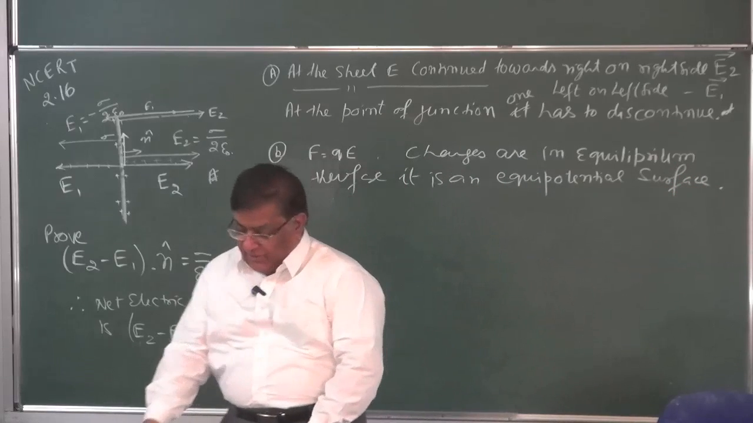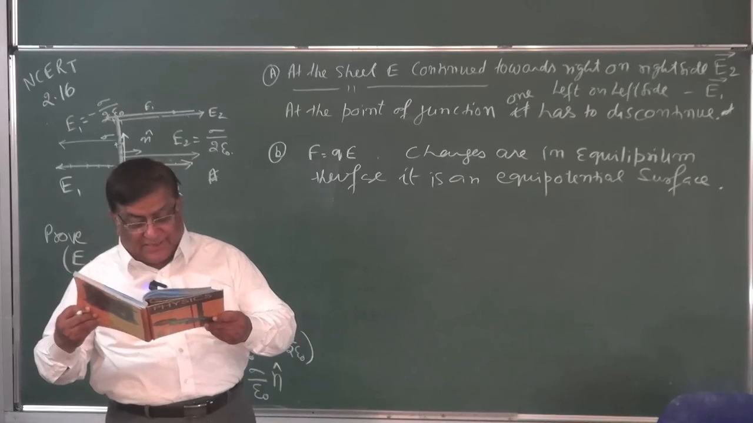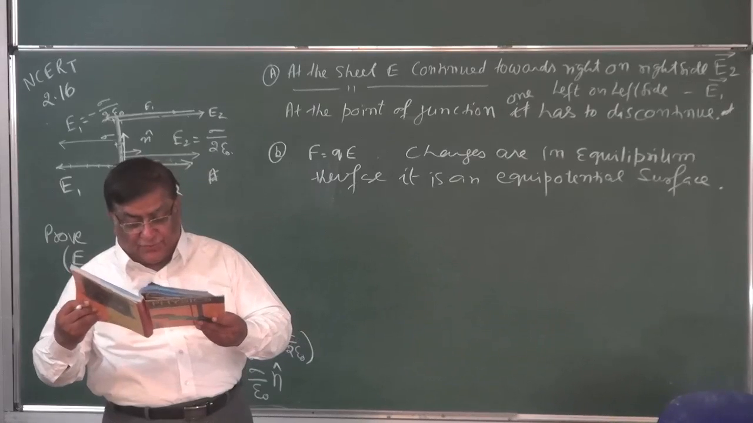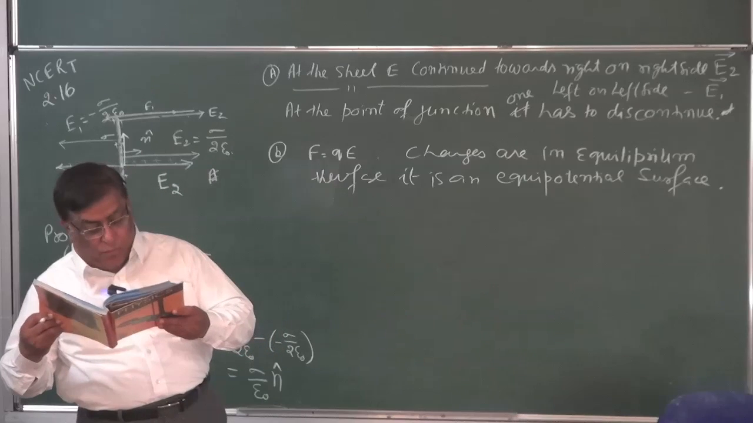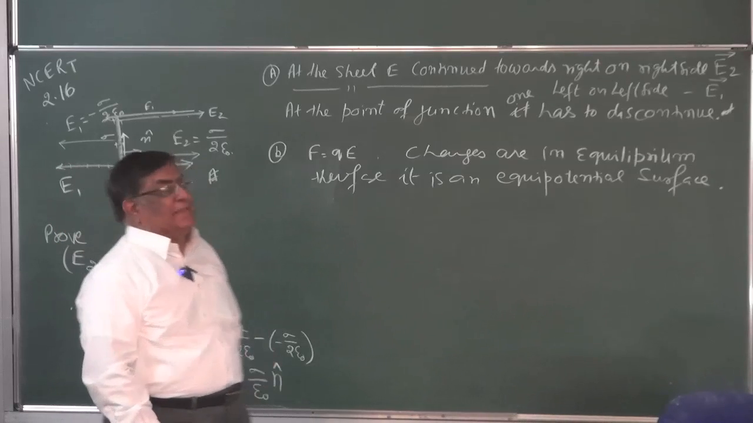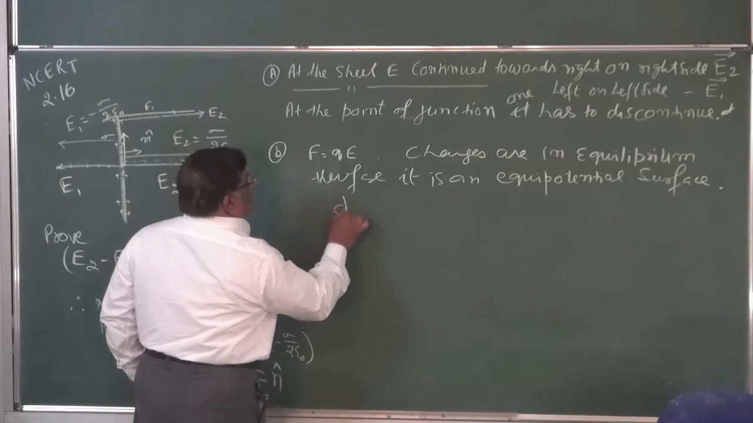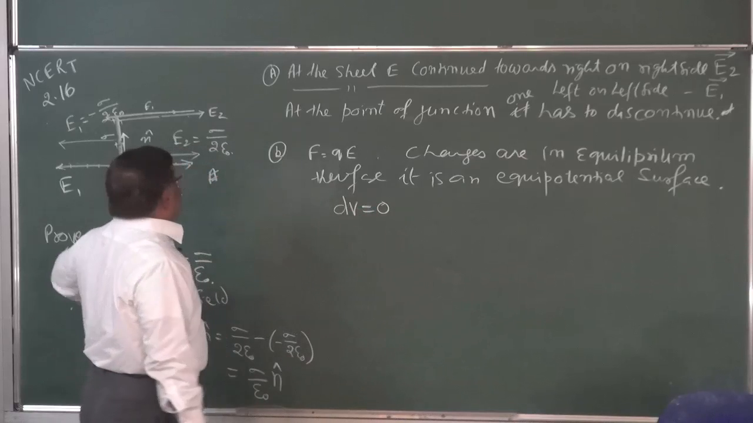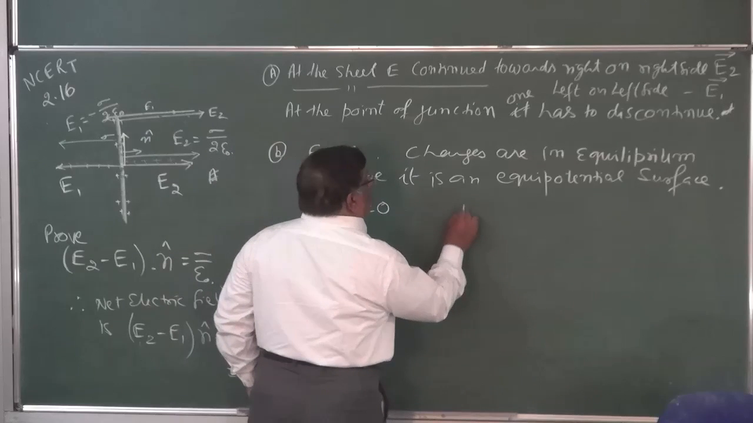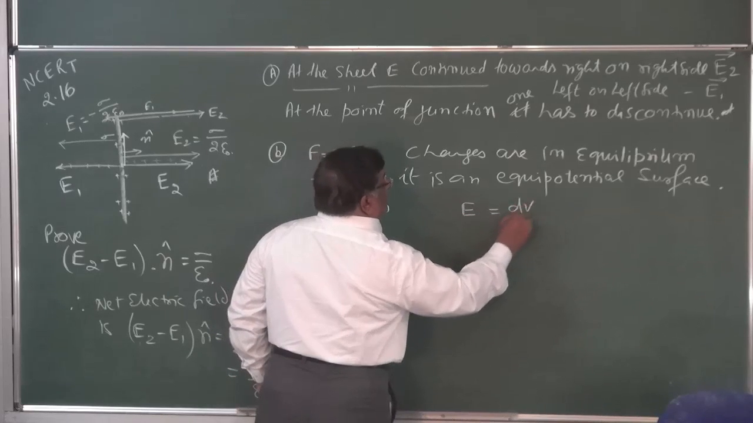Therefore it is an equipotential surface. What they are asking us is: show that the tangential component of the electrostatic field is continuous from one side of a charged surface to another. What is the potential difference on an equipotential surface? The potential difference is equal to 0. That is why the charges are not moving. Now if on an equipotential surface dV is equal to 0, then how much is E? Our answer is E is equal to dV by dr.